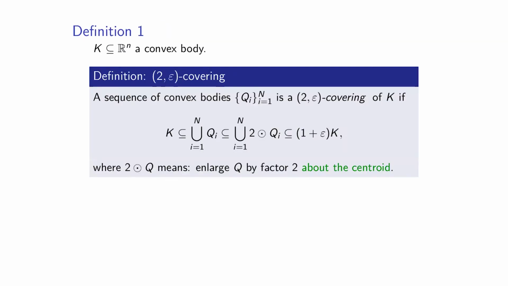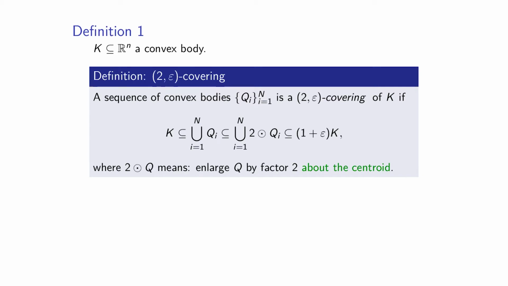So let me introduce this covering problem, really our main topic today. K is a convex body, a compact convex set with non-empty interior. And our task is to cover it with smaller bodies, as few as possible, so that the following holds, that first of all, these Q_i's, these smaller convex bodies, cover K.